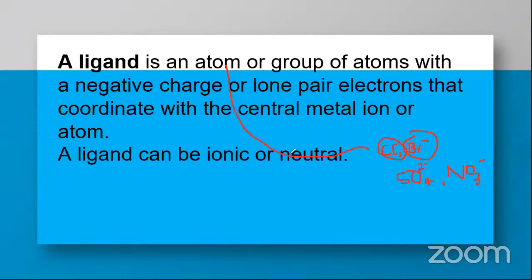When we say lone pair of electrons, that's when we introduce the neutral ligands, the likes of ammonia, whereby in ammonia we have nitrogen that has a lone pair of electrons, the likes of carbonyl or carbon monoxide, which has oxygen with lone pairs of electrons, and the likes of water, which also has oxygen that gives us the lone pair of electrons. So those ones coordinate with a central metal ion or atom. If you have a metal ion, then they will coordinate. If you only have an atom, then they will also coordinate.